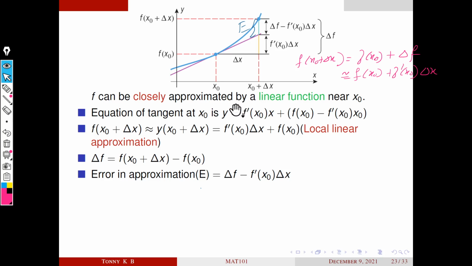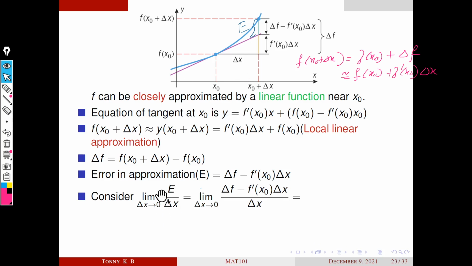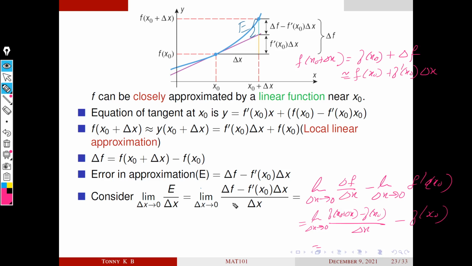Then how to establish this? For that we consider the limit as delta x tends to 0 of error by delta x. And this is equal to the limit as delta x tends to 0 of delta f minus f dash of x naught into delta x, all divided by delta x. And what about this limit? First we split this limit into two limits: the limit as delta x tends to 0 of delta f by delta x, minus the limit as delta x tends to 0 of f dash of x naught into delta x by delta x. Here delta x is only tending to 0, so you can cancel these two delta x, so this becomes f dash of x naught. Then again, what is our delta f?